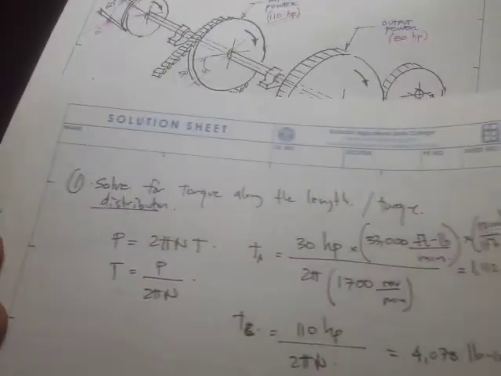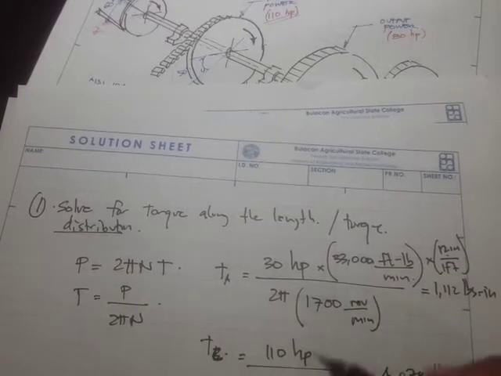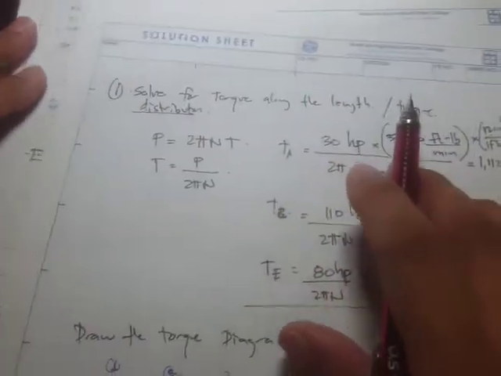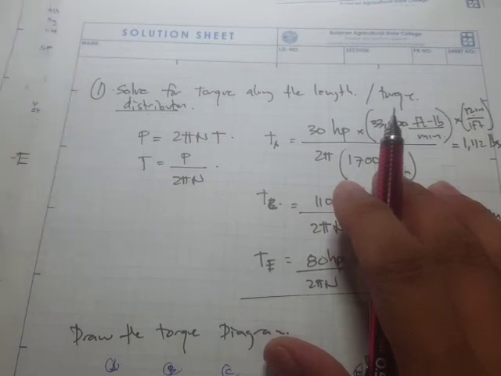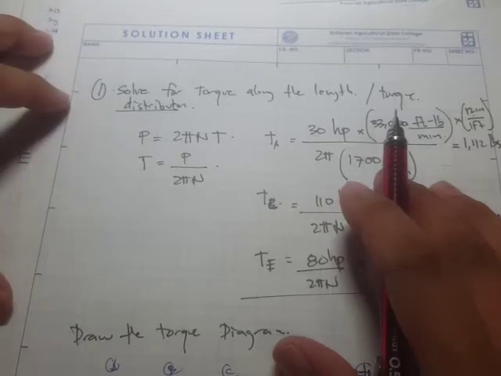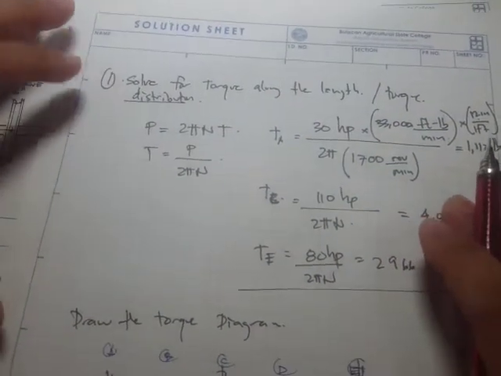Okay, so the first step is to solve for the torque along the length. The method is we need to find the torque, and then after we find the torque, we need to find the moment, because once we have the torque and the moment and we know the loading conditions, then we can directly apply the equation. That's why we need to solve first for the torque and then later the moment.